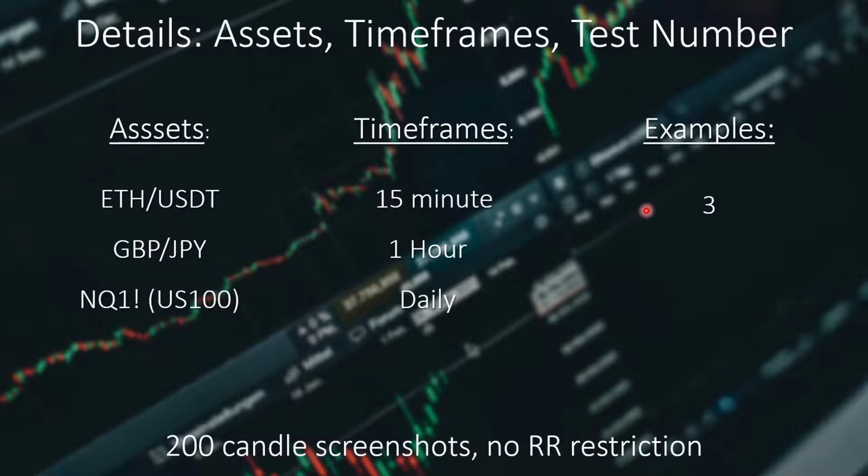And now instead of 4 examples, I thought that 3 examples is enough. This way we can get a break-even result. Also, instead of the previous 50 candle screenshots, we are now sending 200 candle screenshots, and we don't have a 1-to-1 risk-to-reward ratio restriction. We let ChatGPT decide. And now let's see 2 examples, then I am going to reveal the results.